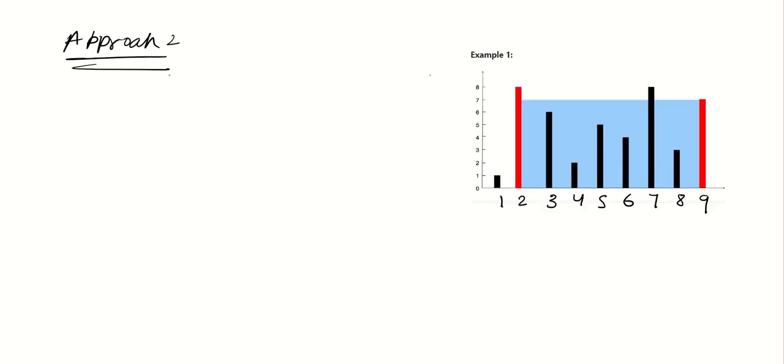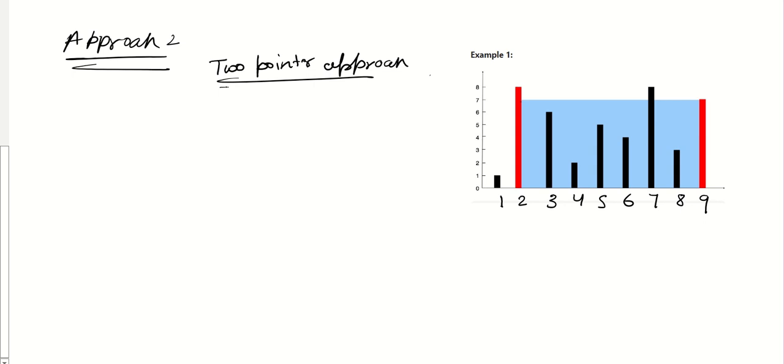Okay, so let's discuss approach number 2. In this approach, we will be using the two pointer approach. Now what is this two pointer approach? In this, we will have two pointers, let's say i and j, and they will be moving in one iteration only. Either they are chasing, either i is changing to j or j is changing to i.